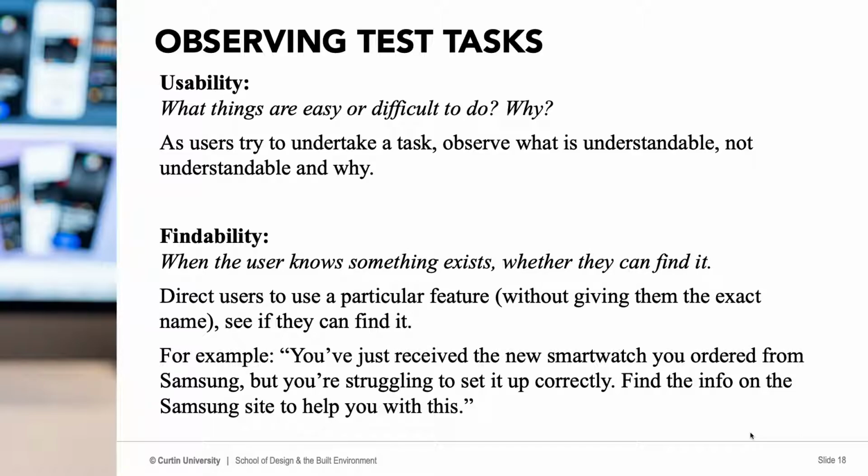An example of that might be, you've just received your new smartwatch you ordered from Samsung, but you're struggling to set it up correctly. Find the info on the Samsung site that you need to help you with that setup. So you haven't told them, go and look up the operation manual or the user manual, but essentially that's what it is. You're trying to see if they can work out, because that's probably a common issue for many people buying a new product and maybe not familiar with how to use it. And interestingly, I don't know if you've noticed this, a lot of consumer products nowadays don't put the manual in anymore. It's an online manual because they can update it, all sorts of stuff like that. So this is a really good and representative task to set if that's a scenario you're working with.